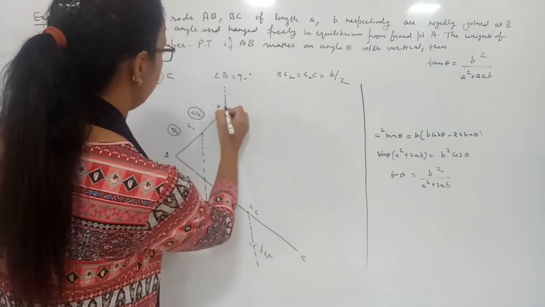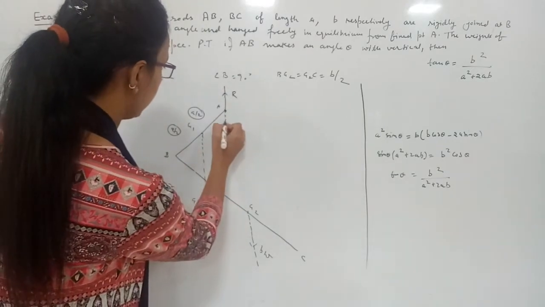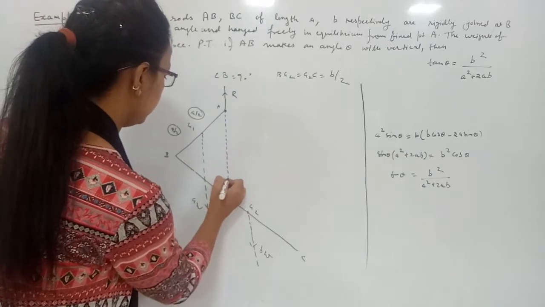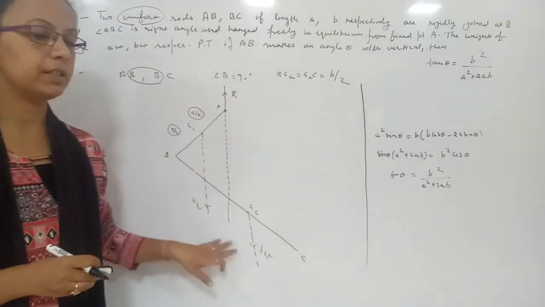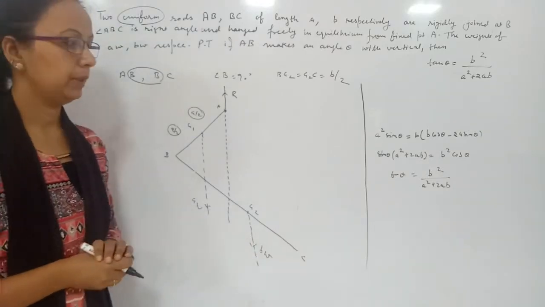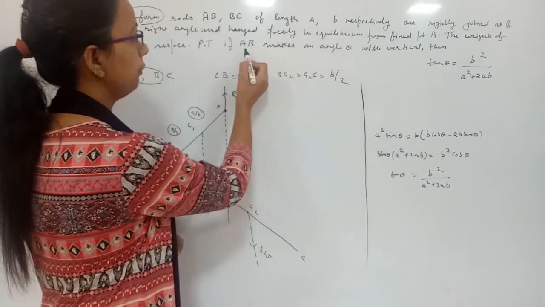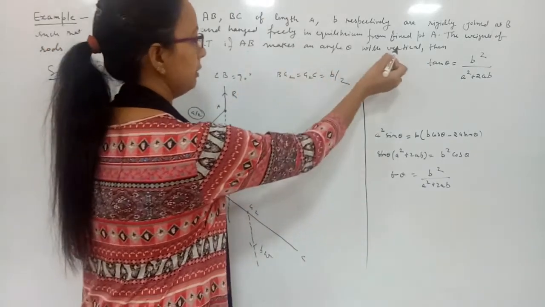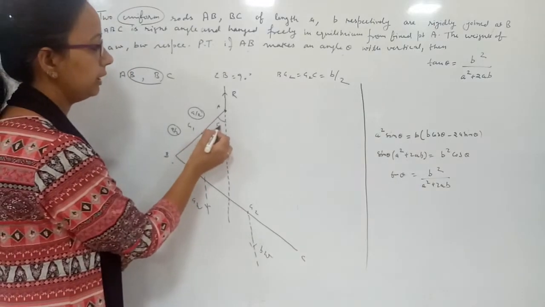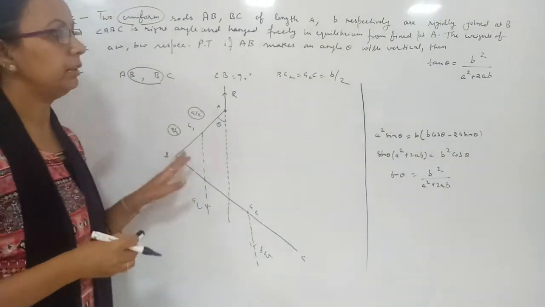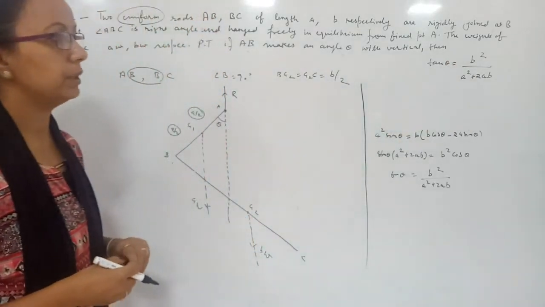So here we have R. Let us produce this reaction backward like this. So all three forces are now parallel. Now we have to prove that this angle theta is of AB. AB is making this angle theta with vertical. AB, this is AB. Angle of AB with vertical theta is given. We have to prove tangent theta is equal to B square divided by A square plus 2AB.